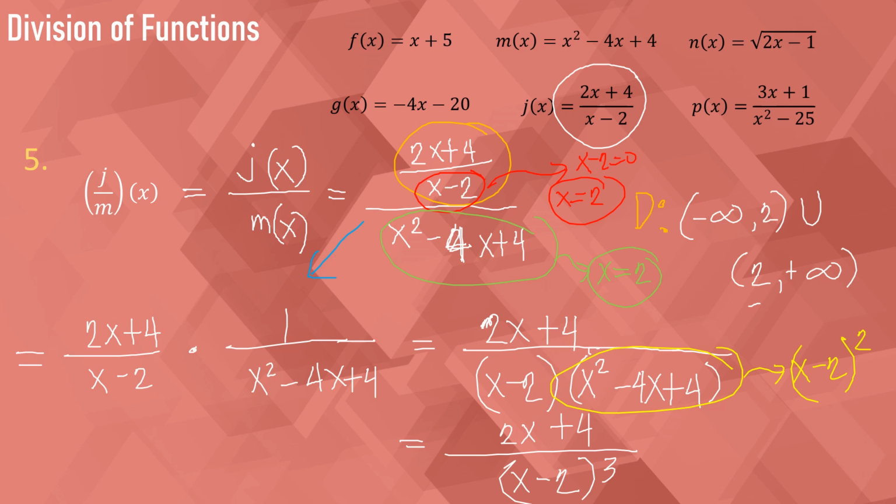So, kunwari, papasolve sa inyo, what is g over m of 1 in the evaluation? So, pwede mo nang gamitin itong function na to. Magiging 2 times 1 plus 4 over 1 minus 2 raised to 3 is equal to 2 plus 4 over the cube of negative 1. The answer is 6 over negative 1. So 6 divided by negative 1. The answer is negative 6. So that's it.